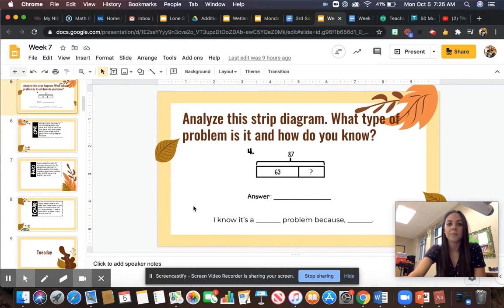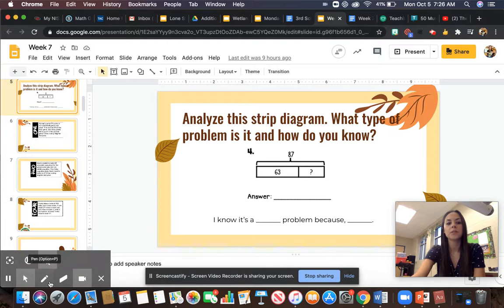So I hope you've had a few minutes to think. I know it is a subtraction problem, okay? This strip diagram is representing subtraction because there are a couple of different things that you can say. I know it is a subtraction problem because we have the total. Okay, the total is there, and we are trying to find a missing part. So we know it's a subtraction problem because we already have the total. We're starting with a total, and we're missing a part.